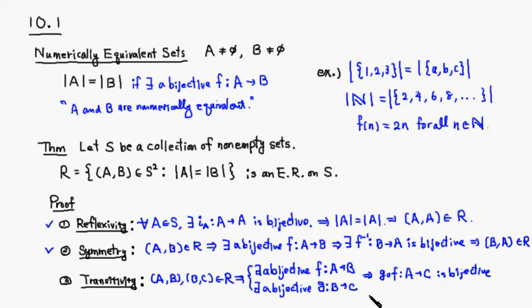So this tells you that A is related to C, which establishes the transitivity. So you can see that numerical equivalence is an equivalence relation, and we may assume these three properties. That's it. I hope that this was clear.